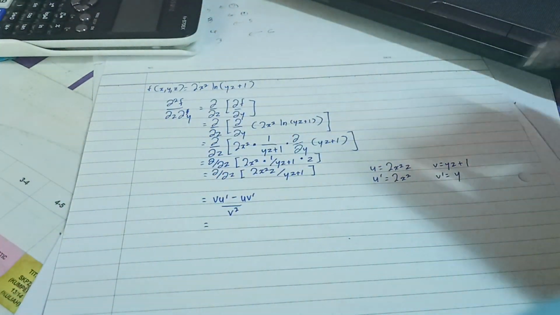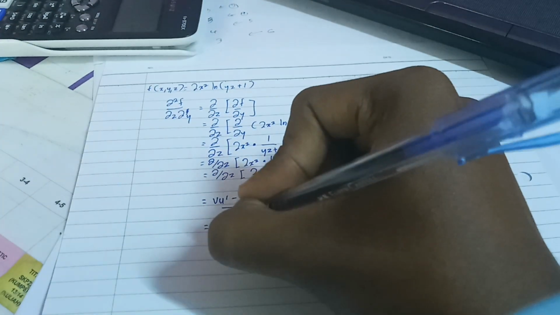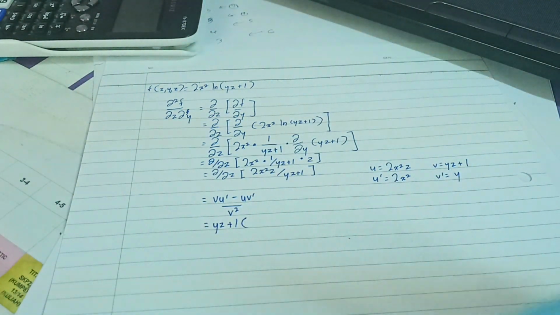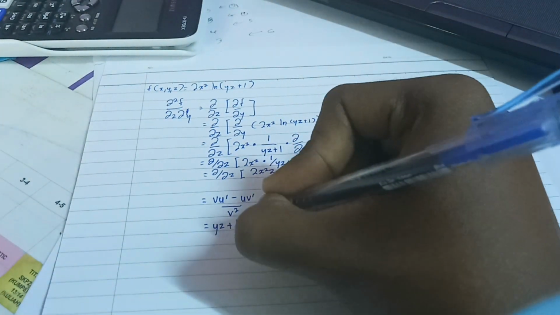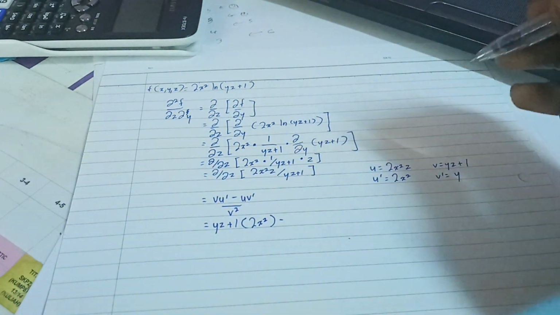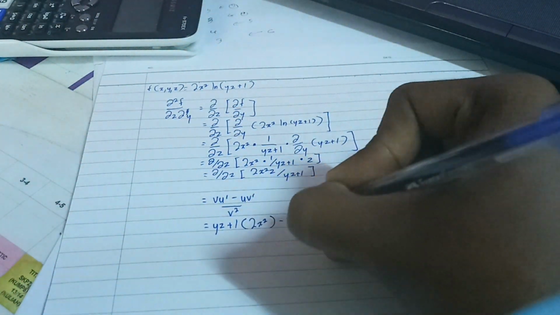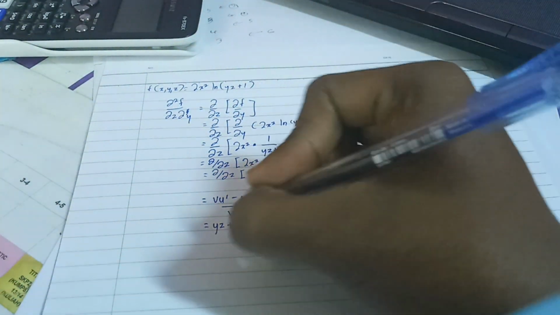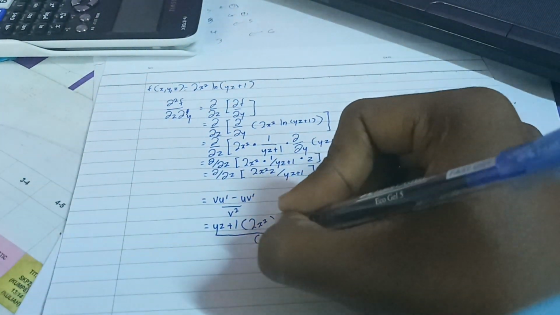So our v is yz plus 1 times u prime, which is 2x squared, minus u, which is 2x squared z, times v prime, which is y. Then the whole equation over yz plus 1 square.